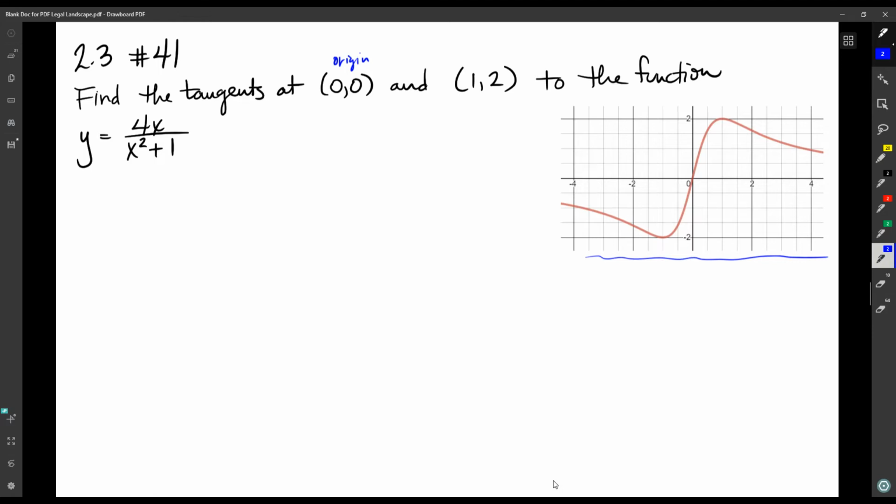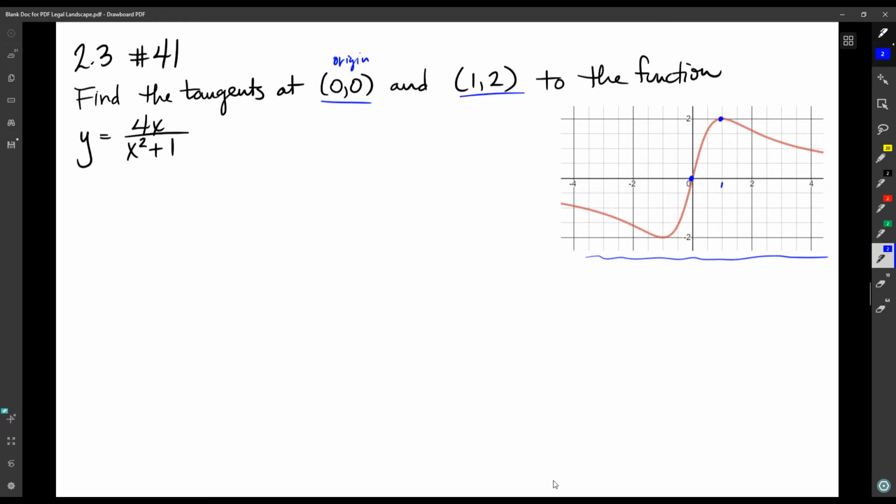And we know to find any equations of lines, we need points and we need a slope. Well, we have the points. We've got the point at 0, 0. We've got the point at 1, 2. It's going to be two tangent lines. And next, we're looking for a slope at each of these different points.